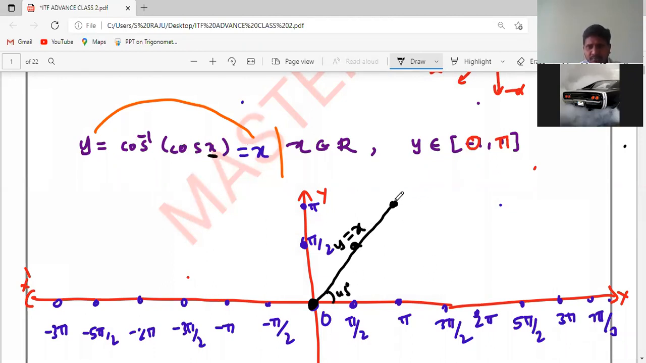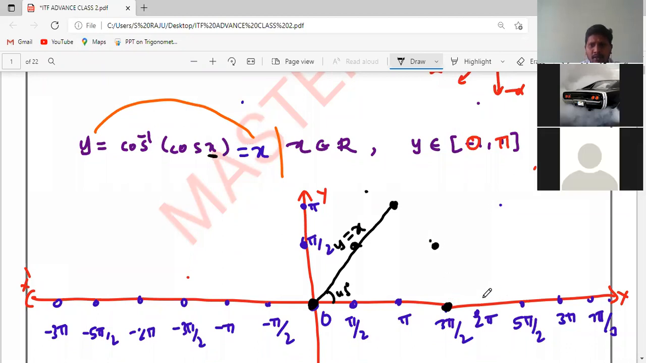Then next, in the third quadrant, what about cos inverse of cos? You can give 3 pi by 2. When I give 3 pi by 2 as input, what is cos 3 pi by 2? Cos 3 pi by 2 is 0. Cos inverse 0 is pi by 2. Then in the same way 2 pi: cos 2 pi is 1, cos inverse of 1 is again 0.